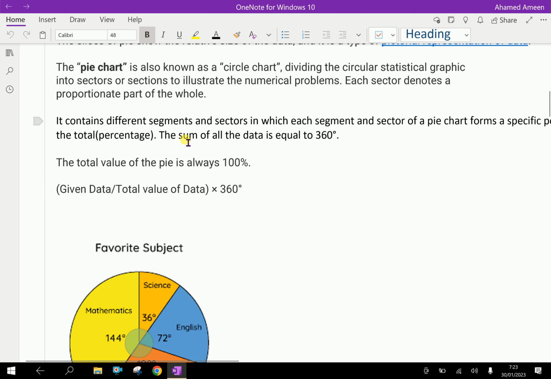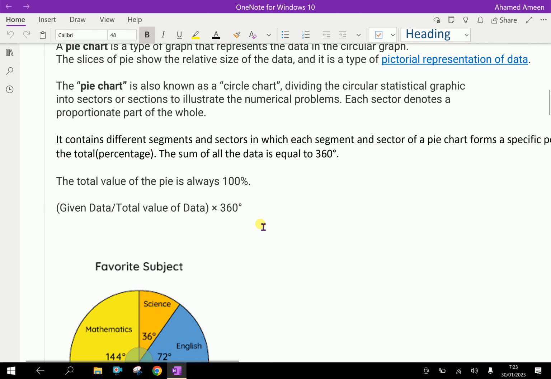It contains different segments and sectors, in which each segment and sector of a pie chart forms a specific picture, that is the total percentage. The sum of all the data is equal to 360 degrees. The total value of the pie chart is 100%. How to calculate the degree for each sector? That is, the given data divided by the total value, into 360.